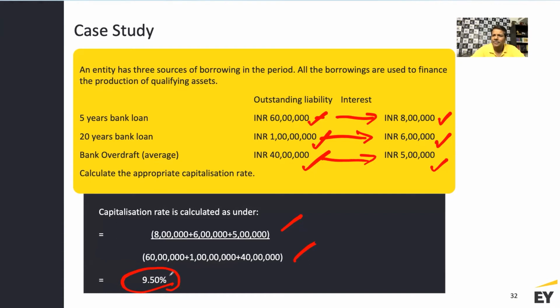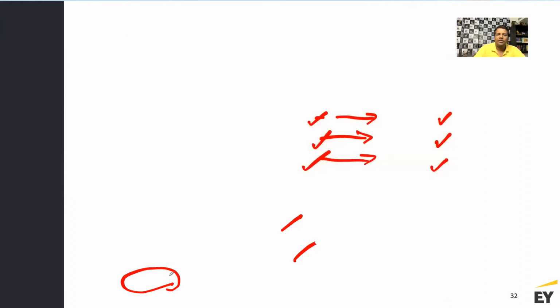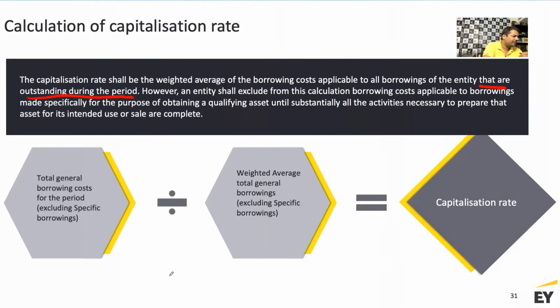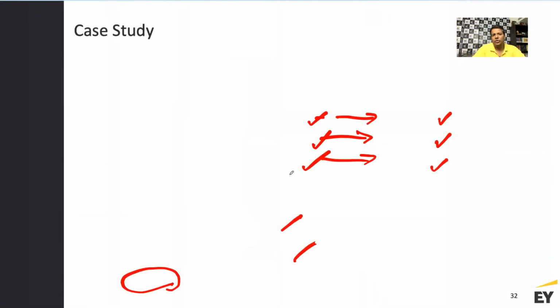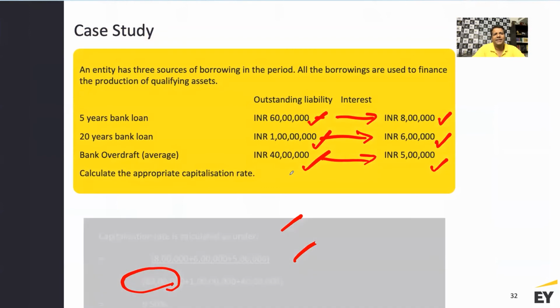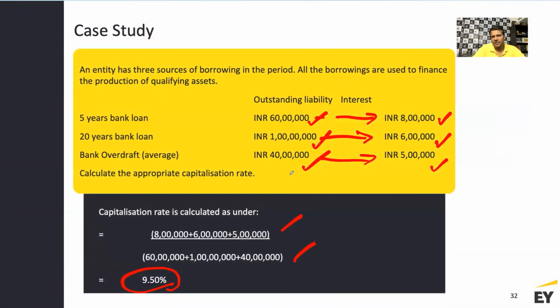Okay, now there is a possibility that some liability gets repaid during the period. If the liability gets repaid during the period, that's where, if I go back to the formula, we were saying that you have to look at the weighted average. This only becomes relevant if you have repaid. If you have not repaid, then you are okay. Then it is very simple, the way you see here: look at the outstanding liability and the interest. Now, if you have repaid a portion, then it becomes slightly more complex in terms of its application.